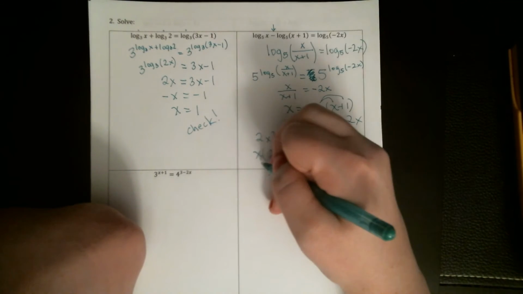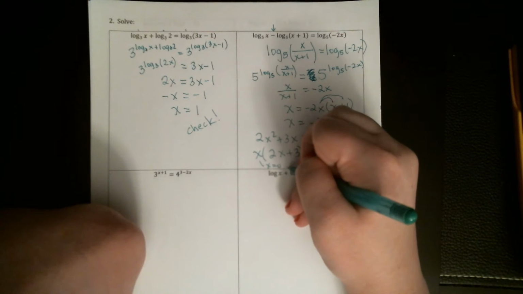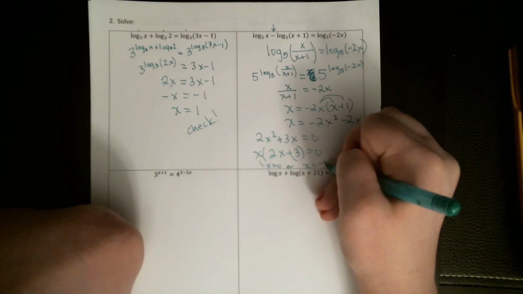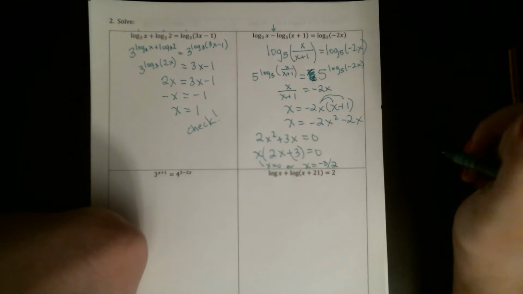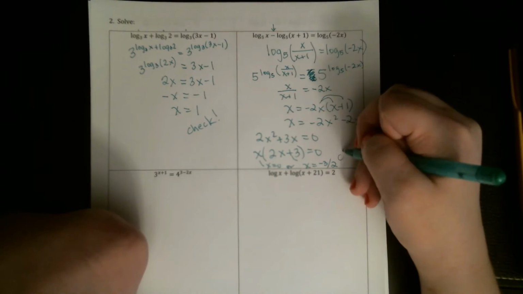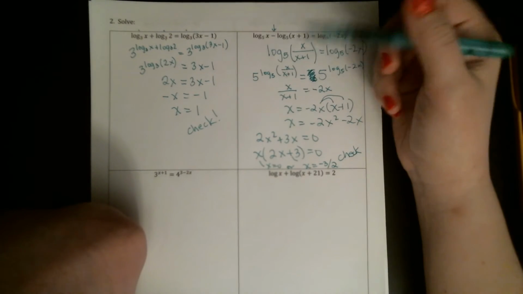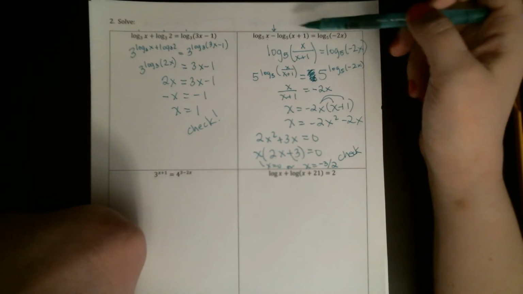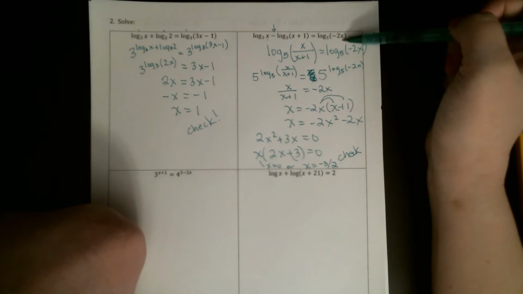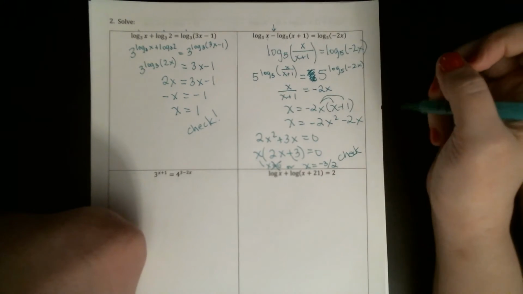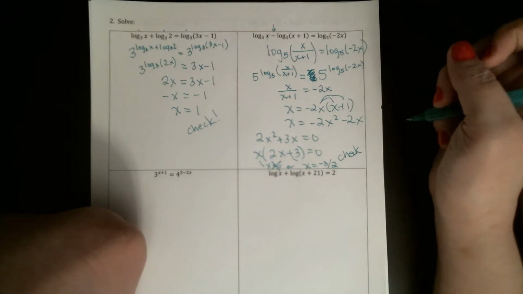And it looks like we're getting x equals 0, or what is that going to be? X equals negative 3 over 2. We have our non-optional check. X equals 0 is not going to work for the first one or the last one, so we should throw that away. If it doesn't work for any log in your original equation, you have to throw it out.